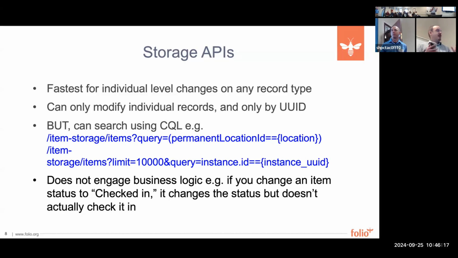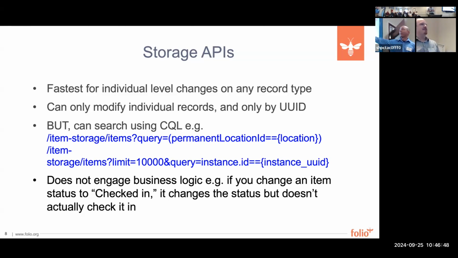These don't engage business logic. So if you change an item status to checked in via the storage layer, that's the status of the item, but there's nothing to actually have checked it in. There's no routing slips generated or anything like that. You're just literally setting the string value in the record, because that's what statuses are, they're string values. And you literally can't check it in, nor can you check it out. You can cause yourself some funny headaches. If something is on loan and it's checked in, that can get weird.